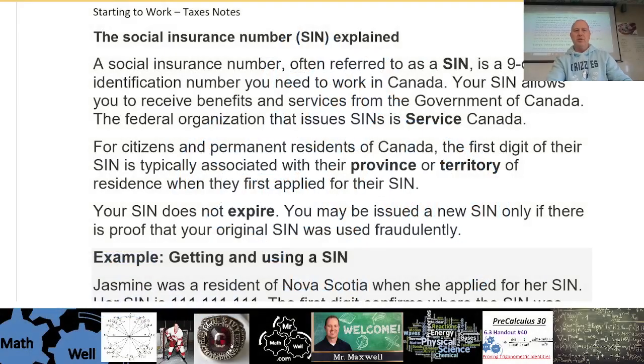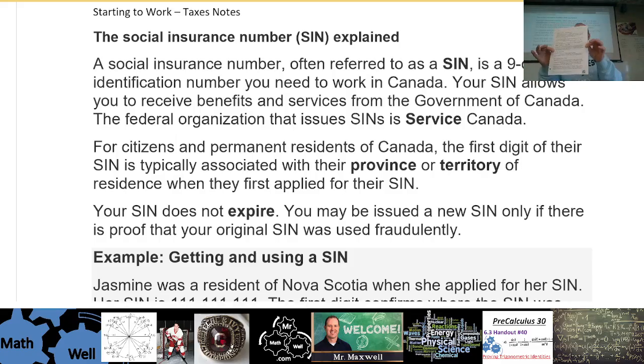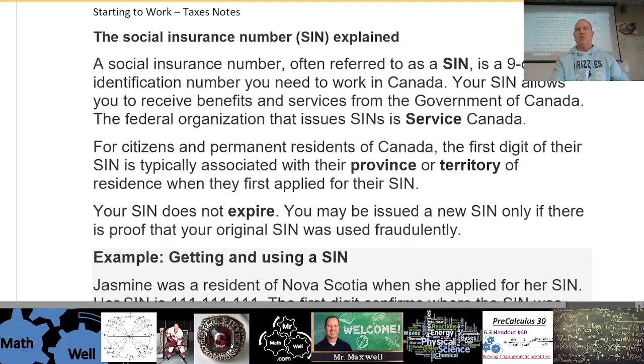All right, we're talking about SIN today, social insurance number, and I've already started this with class, so you should have your notes with the blanks on it right here. And if you don't have these on you, you can print this off, MrMathWell.com, Financial Literacy 30 page, and go through this lesson, fill in the blanks, and learn a little bit about social insurance numbers.